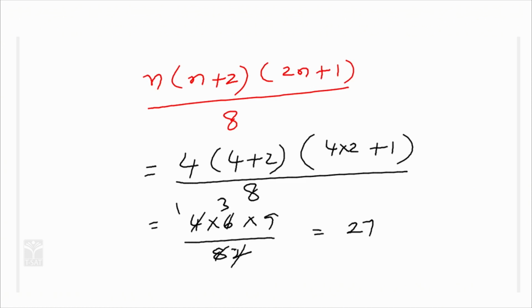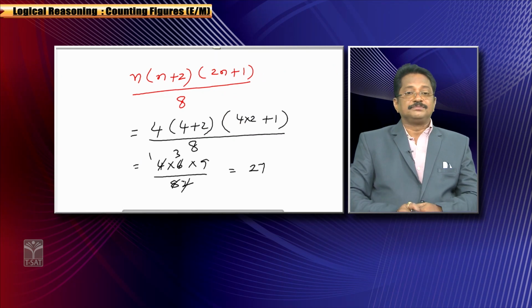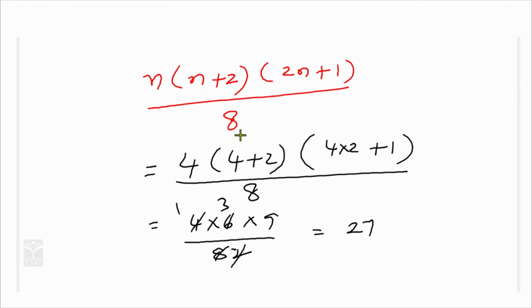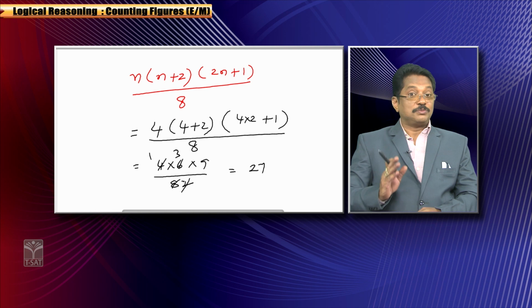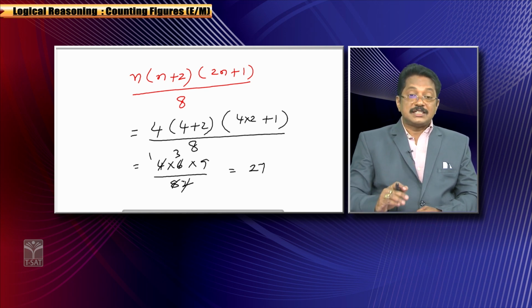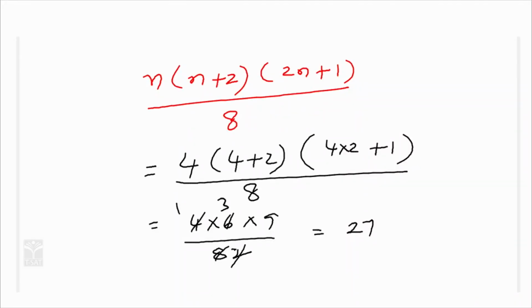If you want to find the answer for this, there is a formula. The formula is n of n plus 2 of 2n plus 1 by 8. It is very similar to the formula n of n plus 1 of 2n plus 1 by 6, that is the sigma n square value, so mathematics background aspirants may get a little confused. This is n of n plus 2 of 2n plus 1 by 8. What is n here? Here n is equal to 4.